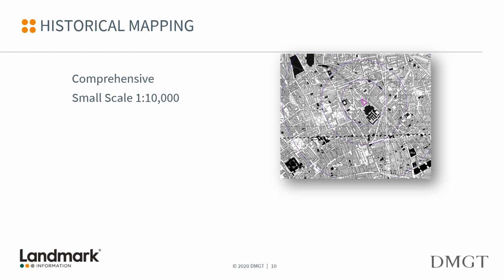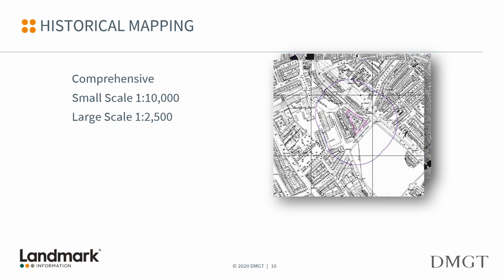Now, Landmark has the largest collection of historic maps in the UK. So again, if you want to go back onto your site to see what you're building upon, you can do so. We go back to about the 1840s with some small scale stuff, the 1 to 10,000, large scale at 1 to 2,500, or post Second World War when it went to 1 to 1250.